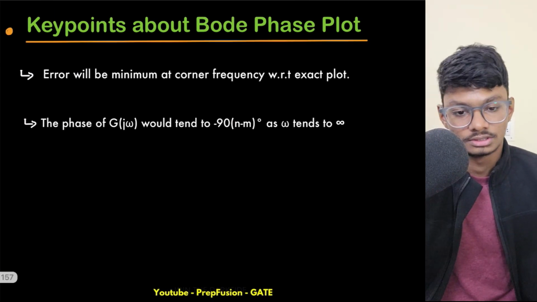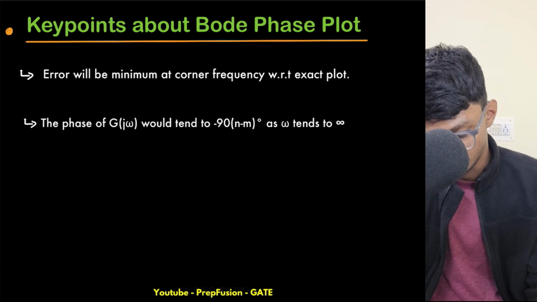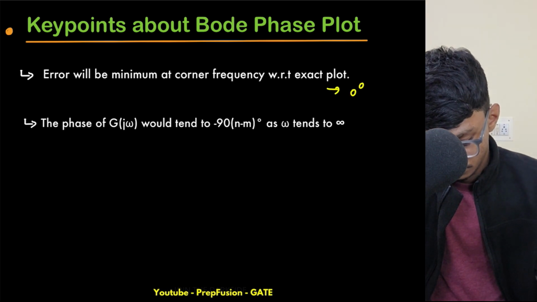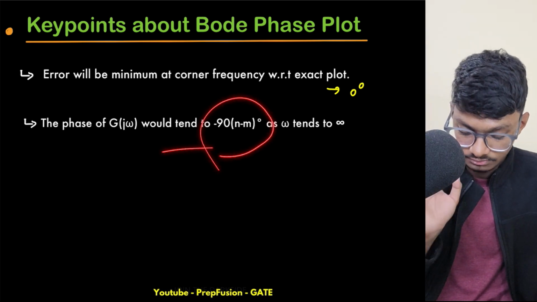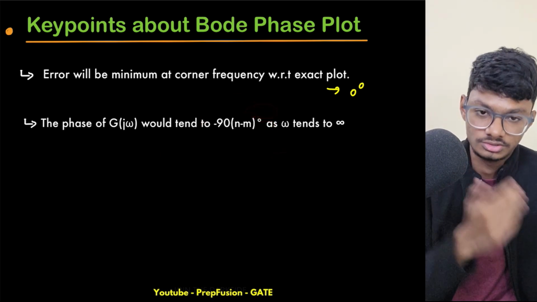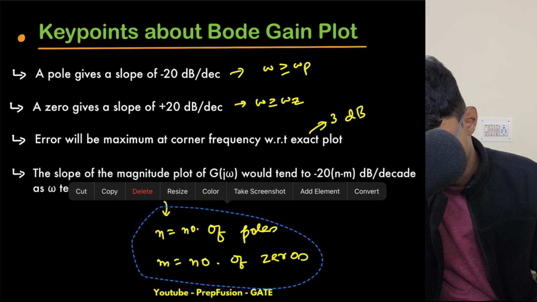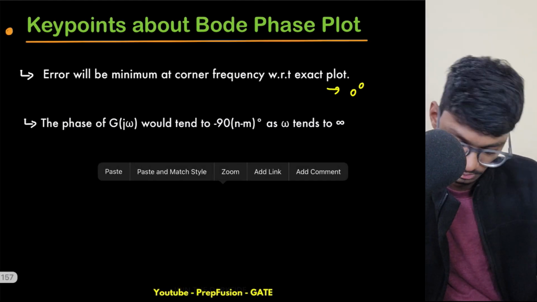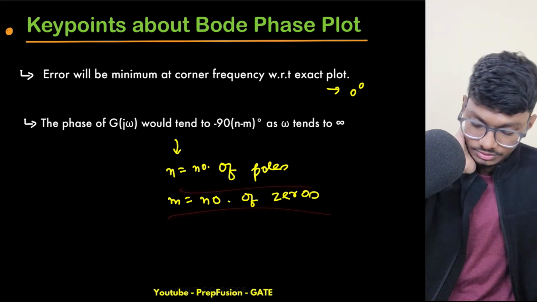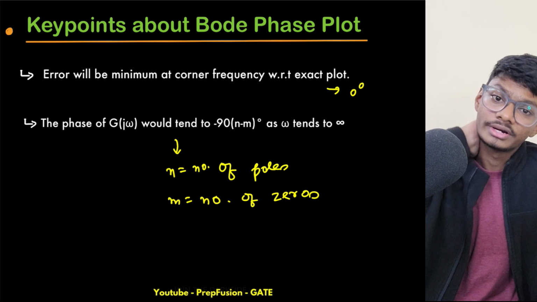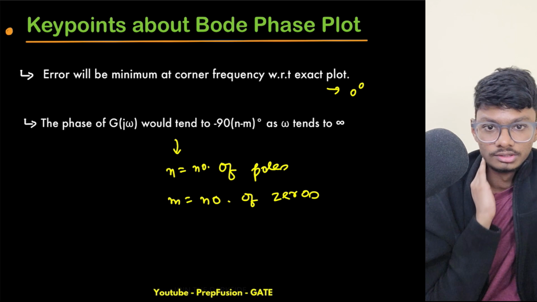Another key point: error will be minimum at the corner frequency, which is 0 degrees, and the phase of G(j omega) would tend to minus 90 times (n minus m) degrees as omega tends to infinity, where n is the number of zeros and m is the number of poles. So minus 90 into n minus m, what does this mean?